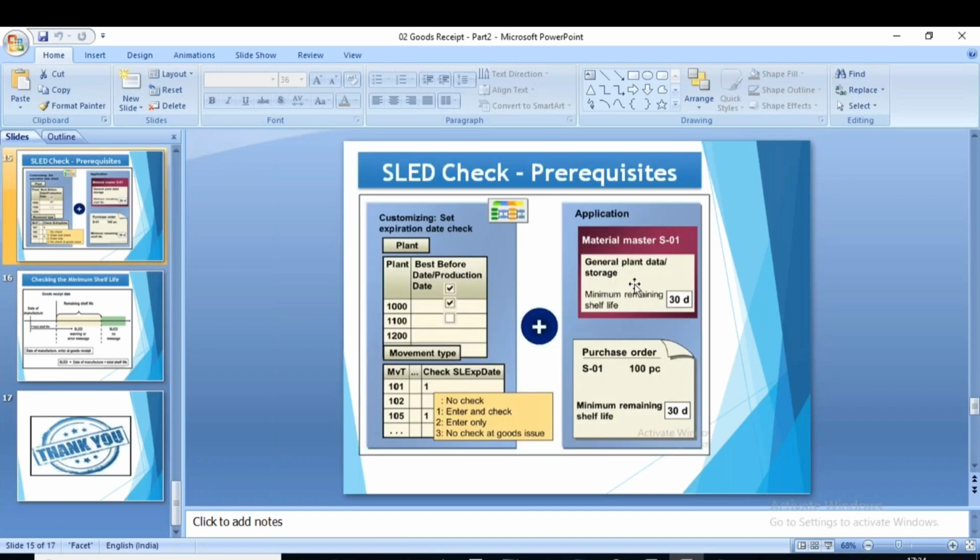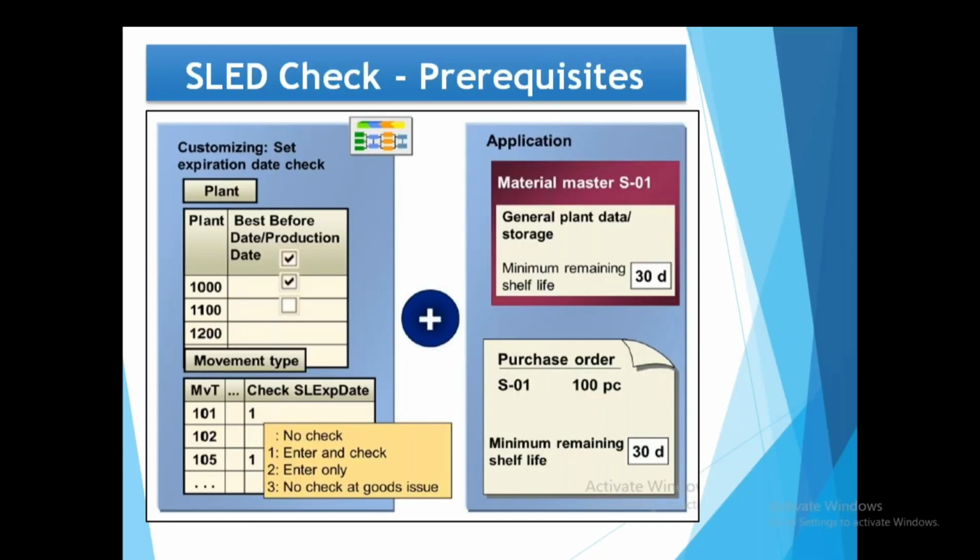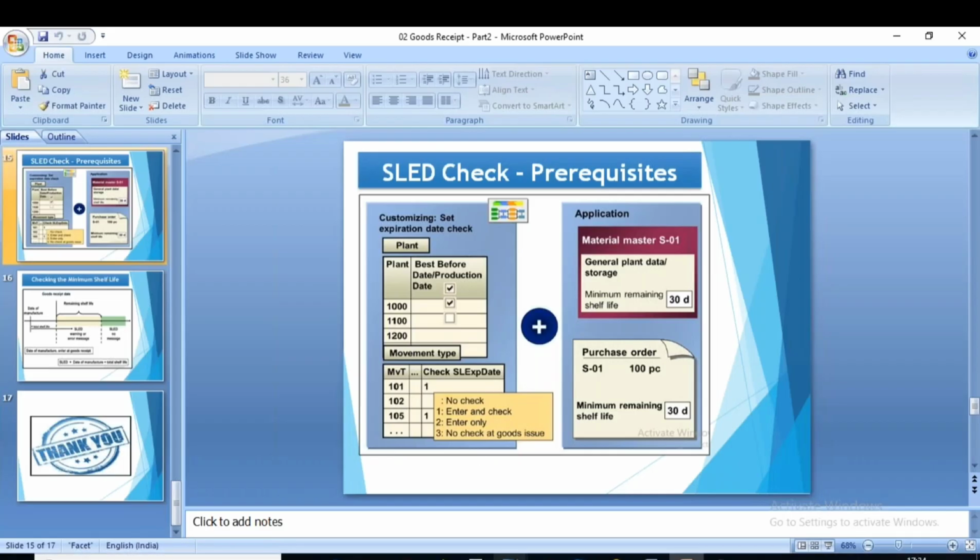Okay, so to activate this one, you need to maintain the minimum remaining shelf life in the material master. And at the customization level, you have to activate this at movement plant level. You have to activate the best before date check. And after that, for the movement type, whether you want this shelf life expiration date check or not, you have to activate it. Okay, so we'll check this.